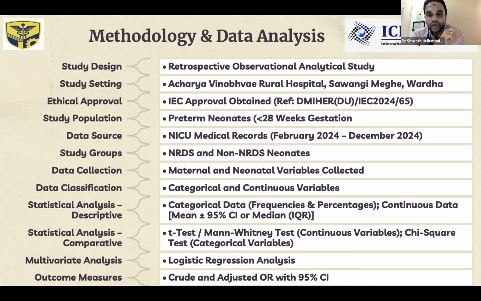We collected data on two main things: the maternal variables and the neonatal variables. We used basic statistics for categorical and continuous variables: categorical data by frequency and percentage, and continuous data by mean and standard deviation. We used the t-test and Mann-Whitney test for continuous variables. We thought to do multivariate analysis, but we haven't concluded that yet. The outcome measure we use is crude and adjusted values with 95% confidence interval.